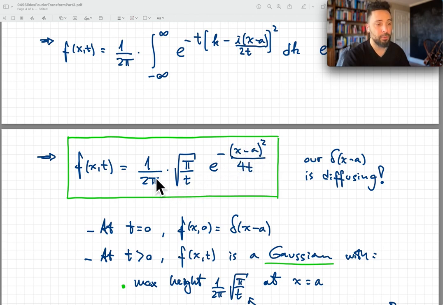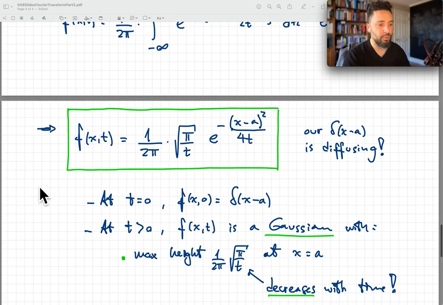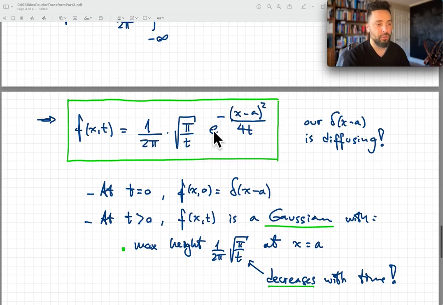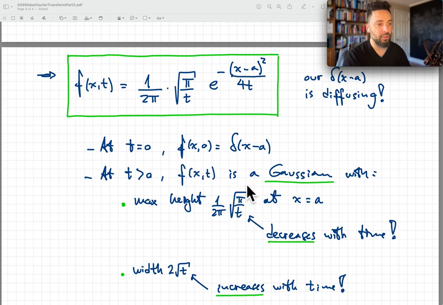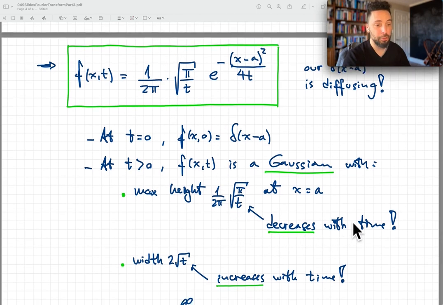Now, at times greater than 0, you see that what we have is a Gaussian, and the maximum height that is achieved at x equal to a is given by this factor here, 1 over 2 square root of pi t. And so this factor will tell me that the maximum height will decrease with time. So imagine that after time equals 0, at time greater than 0, I have a Gaussian centered at x minus a, and its maximum height will decrease with time. It becomes flatter and flatter.